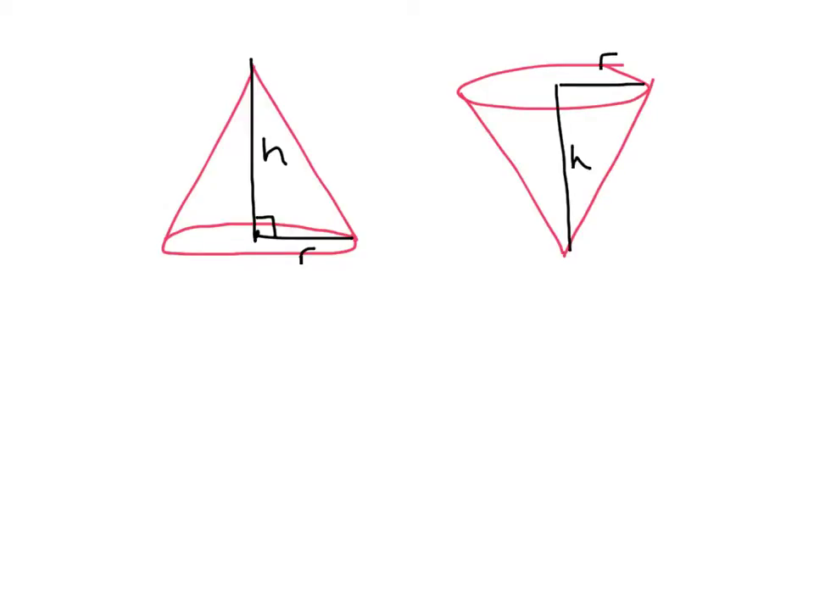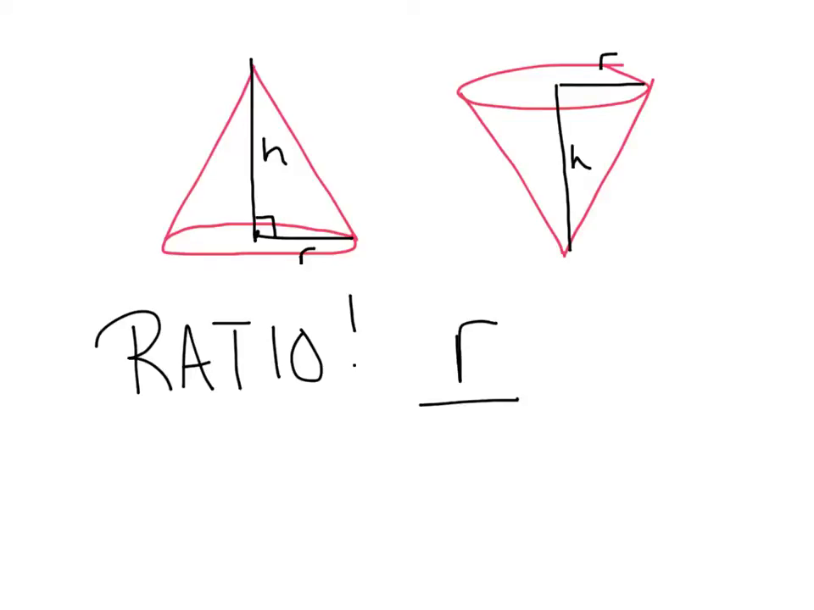Now there's something special about cones. Cones are always going to have a ratio, and you're going to hear me talk about this in every single problem. Our ratio is always radius over height. Okay, and that's key in solving all of these problems. Radius over height.